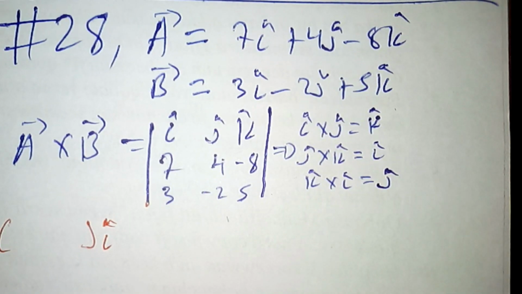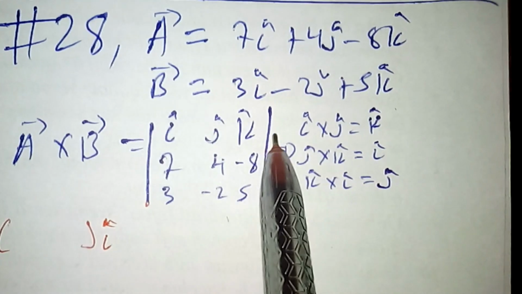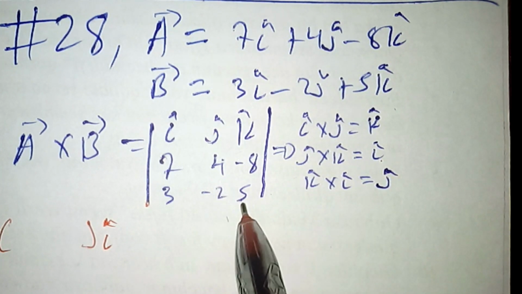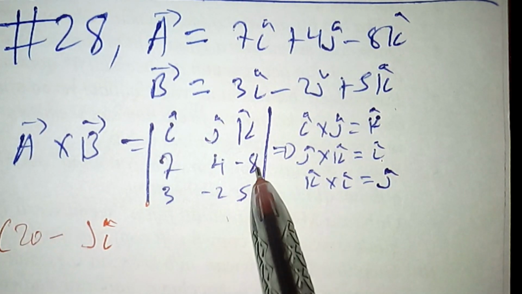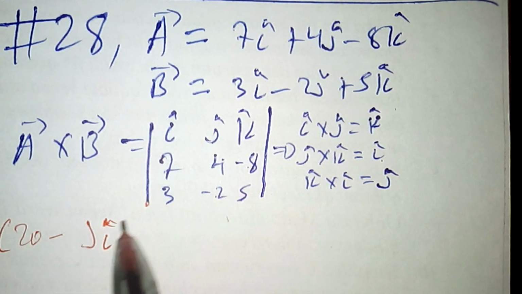So we can use directly the determinant form. So i means simply j cross k. That means j cross k always gives us i. That means 4 times 5, which is 20, minus 8 times minus 2, which gives us plus 16.